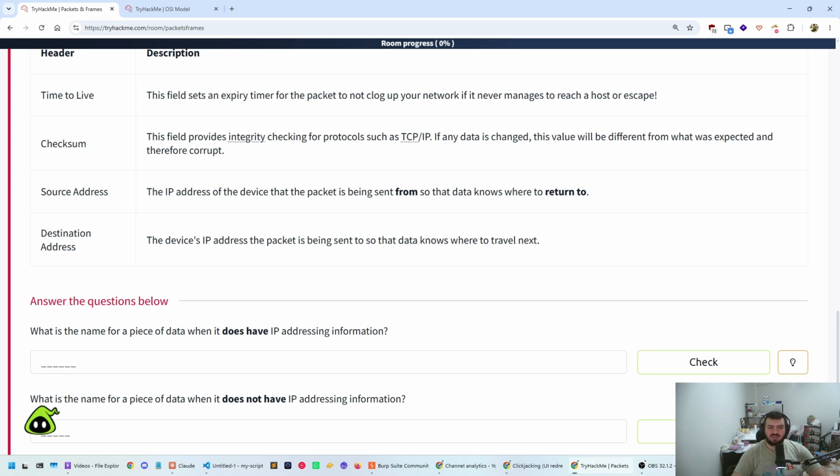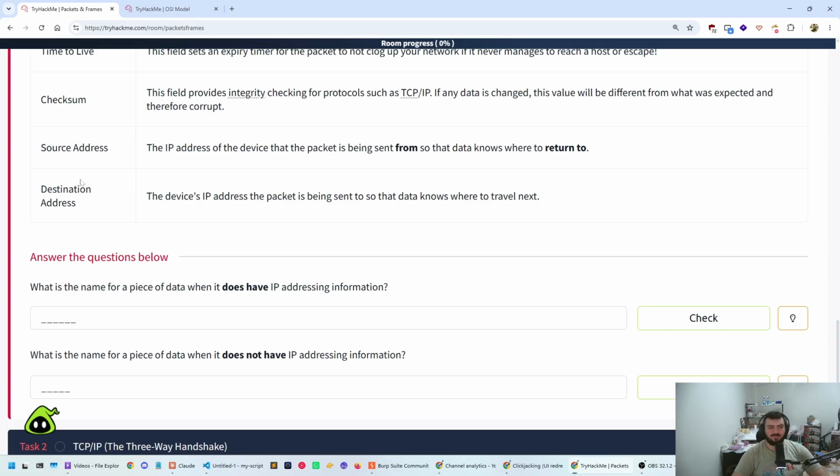The source address is the IP address of the device that the packet is being sent from, so that data knows where to return to. Okay, that's like your mailing address. Destination address is where you're mailing it to. So from and to, essentially, source and destination. Okay.